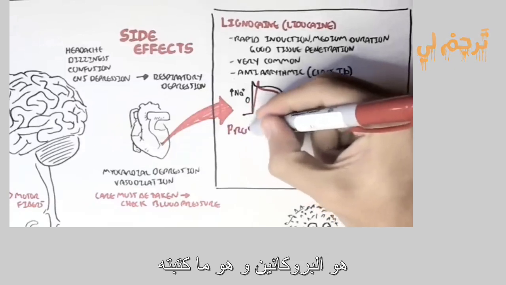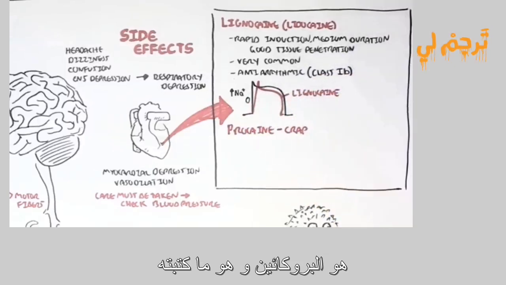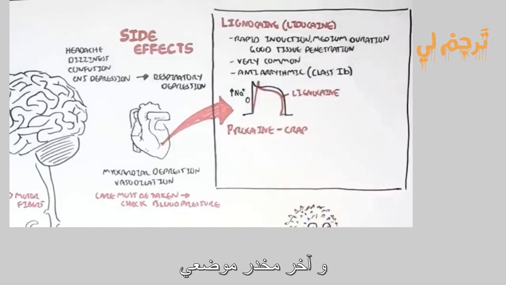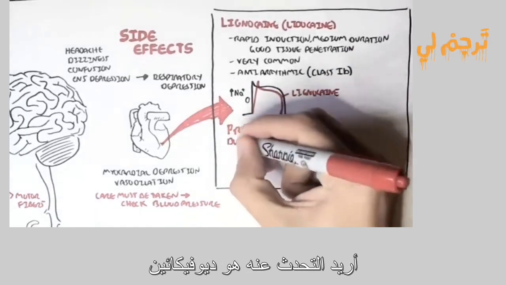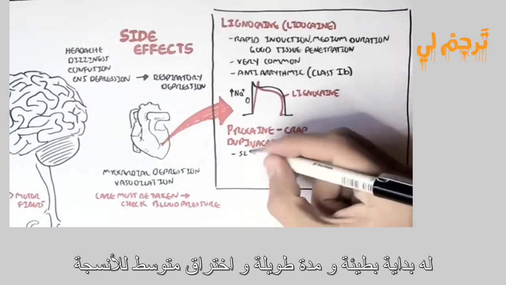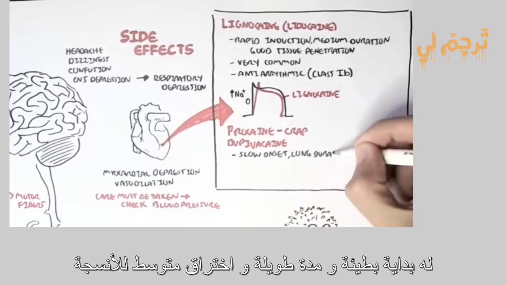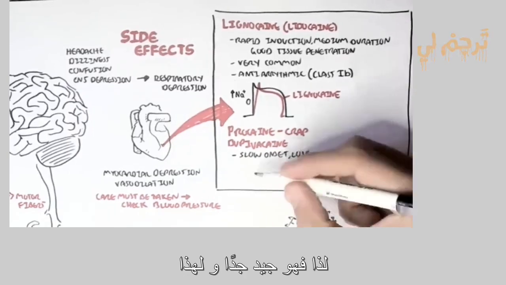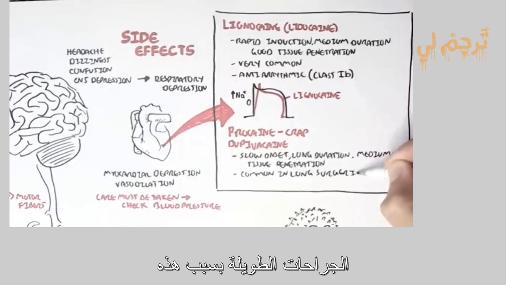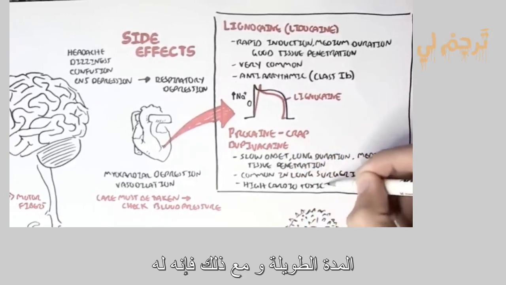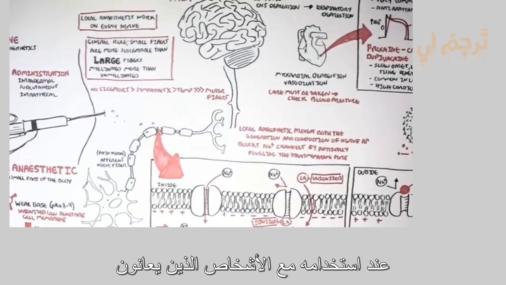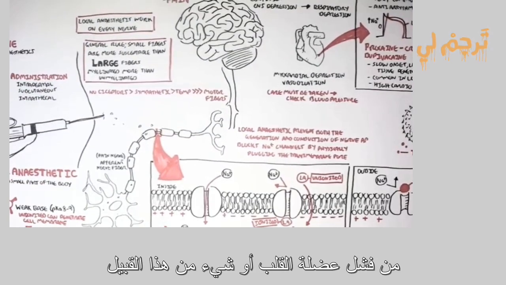Another type of local anesthetic is procaine, which is, I wrote here, crap because it has many side effects and it's not very useful. And the last local anesthetic I will talk about is bupivacaine. It has a slow onset, a long duration, and medium tissue penetration, so it's pretty good. And that is why it is commonly used in long surgeries because of this long duration. However, it has high cardiotoxicity, so care must be taken when using this with people suffering from heart failure or something like that.